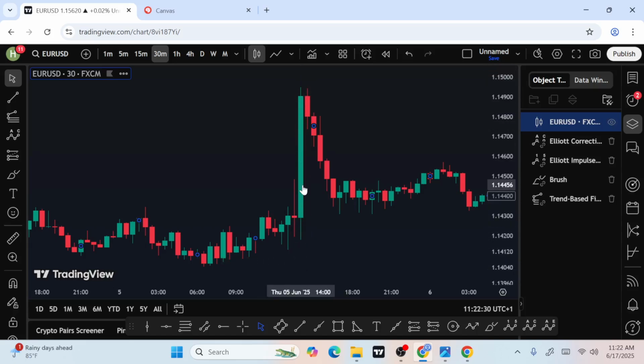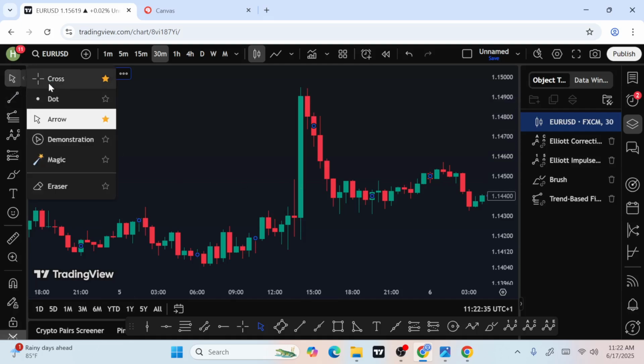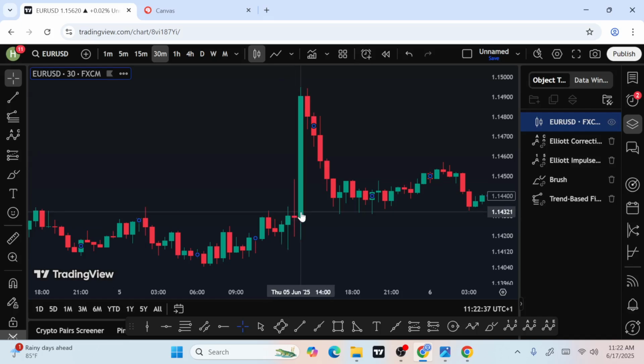What time is this? Let me see. Give me this cursor. This is 2 o'clock, so this was probably fundamental news that caused this bullish candle.